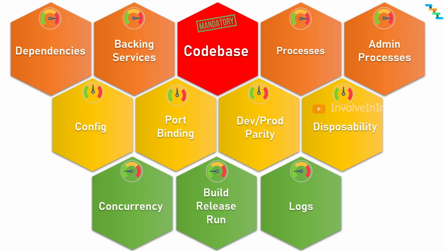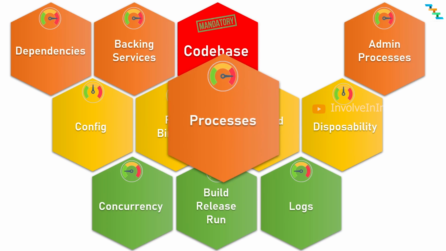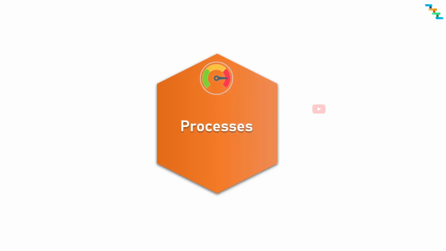Next we will see about 12-factor app processes. The application must be executed as one or more stateless processes. That is, a 12-factor application must be stateless, and if any data needs to be persisted, then it must be done in a database or in a caching data store.